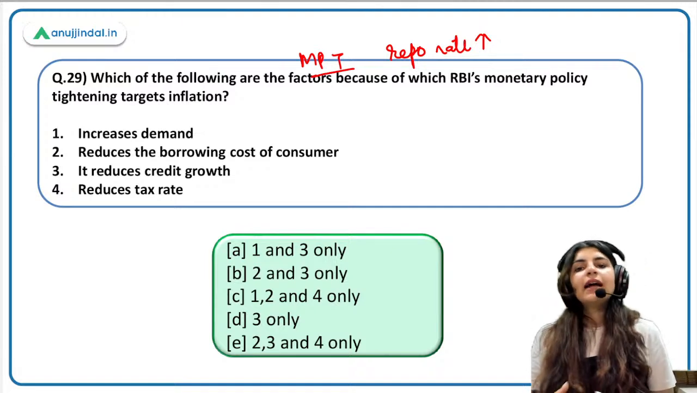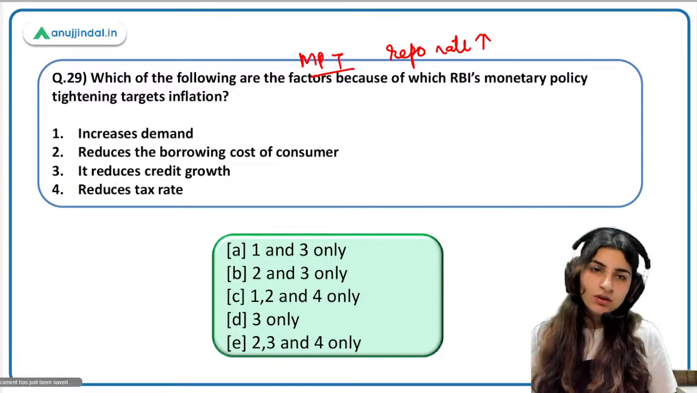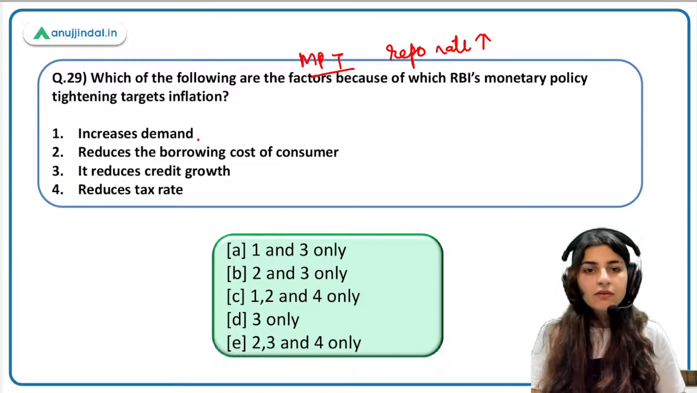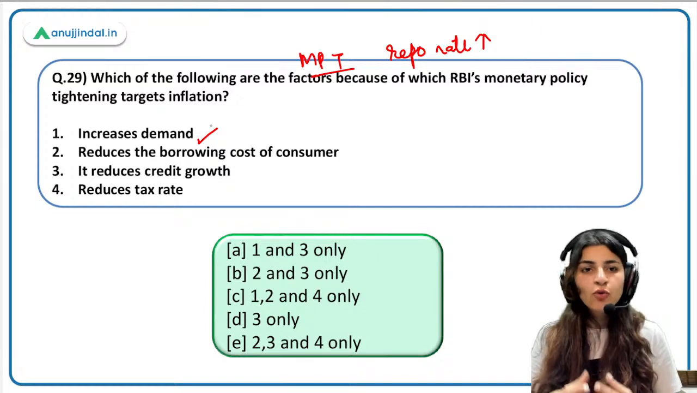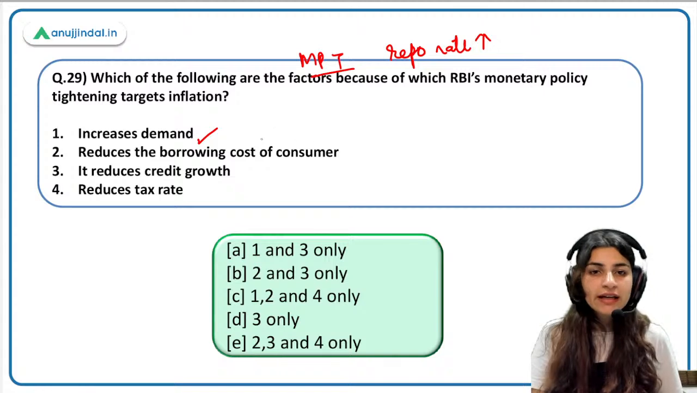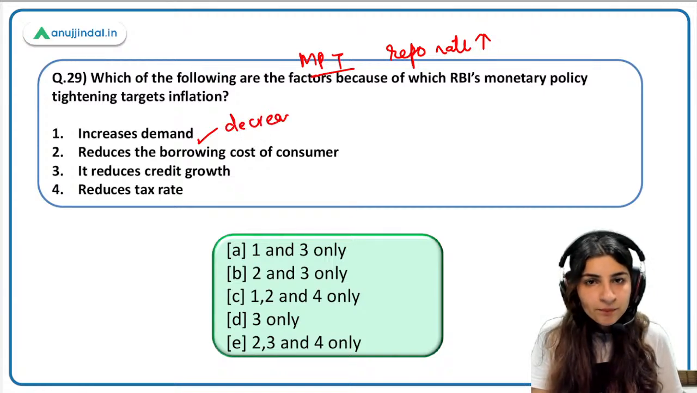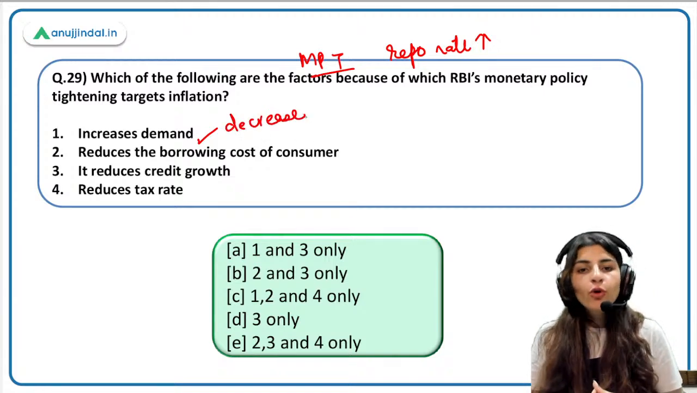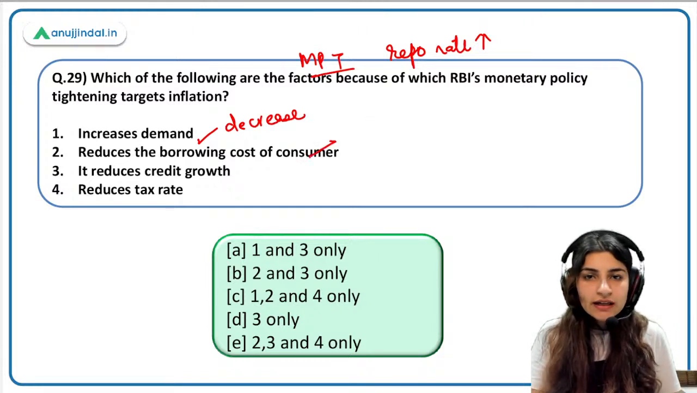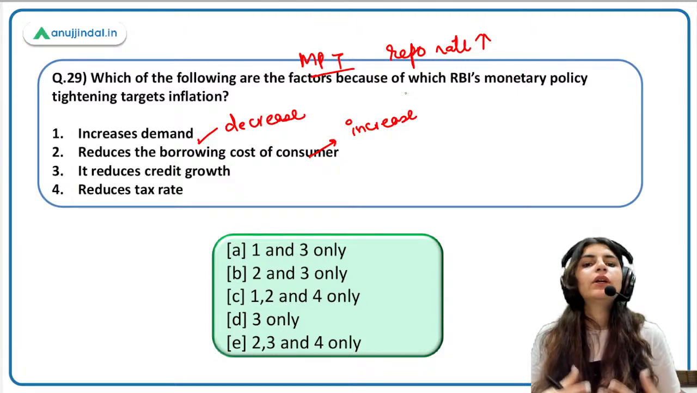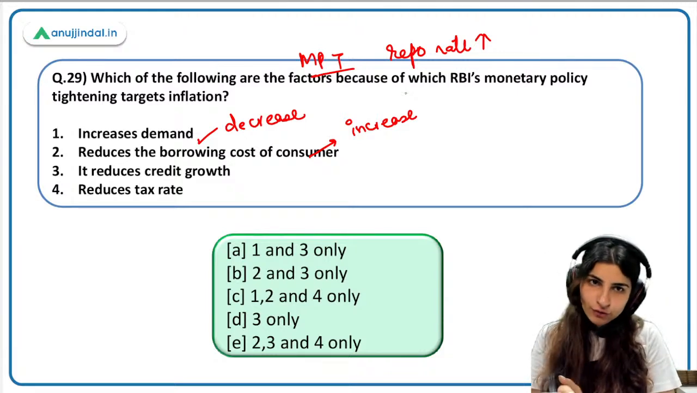So monetary policy tightening हो रही है means repo rate increase हो रहा है. Now by increasing the repo rate, does RBI want to increase demand or decrease demand? What is the purpose? It is to decrease demand ताकि inflation कम हो जाए. Reduce the borrowing cost of consumer? No, it is to increase the borrowing cost of consumer because अगर borrowing cost increase होगी, people will borrow less and thus inflation कम होगा.